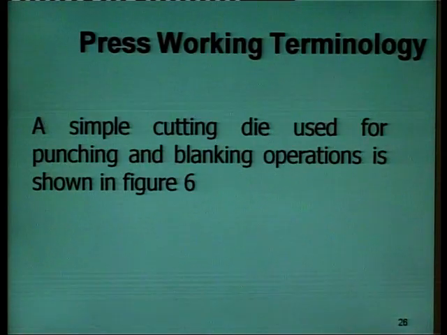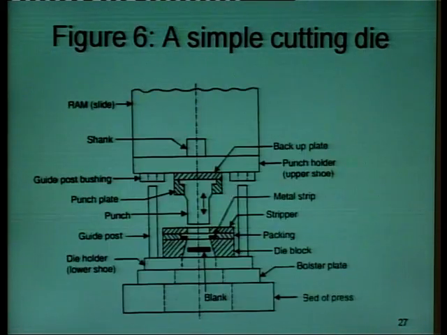Now, next comes the press working terminology. A simple cutting die used for punching and blanking operations is shown in figure 6. This is figure 6, a simple cutting die. You can see in this diagram that there is a bed of the press. On this bed the bolster plate is mounted, and on that bolster plate there is a die holder, which we can say is the lower shoe.